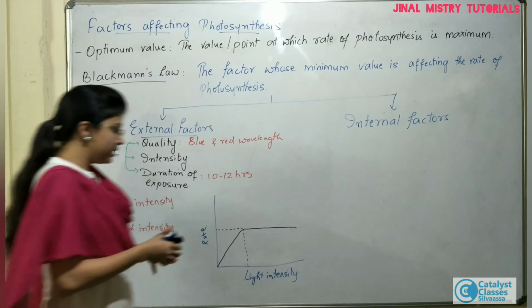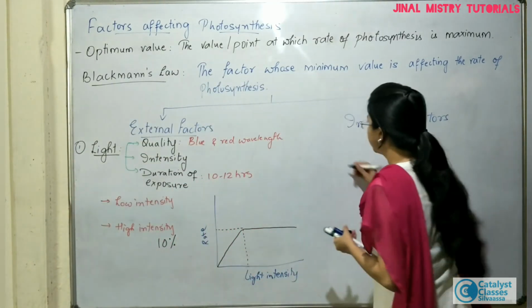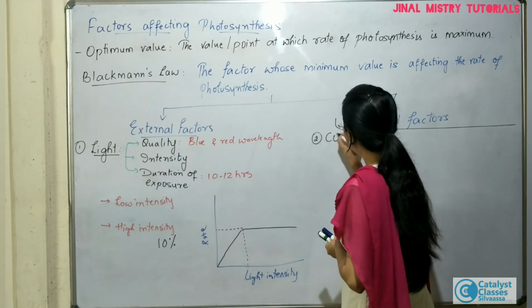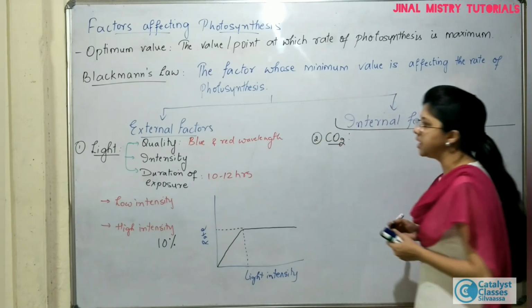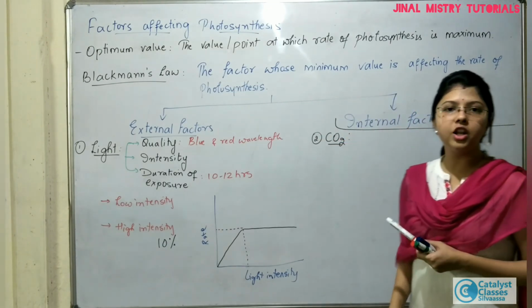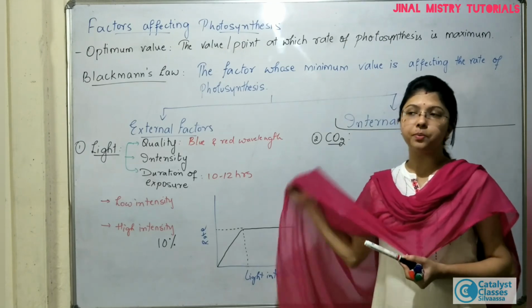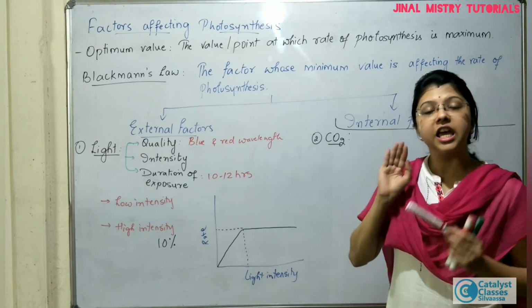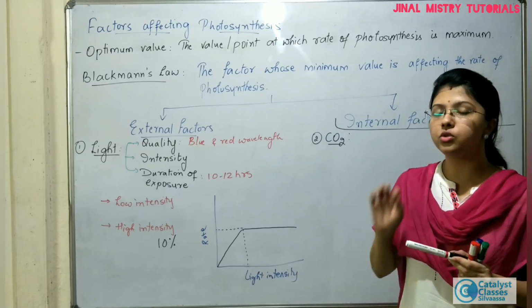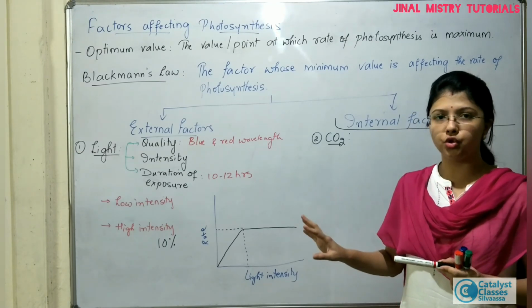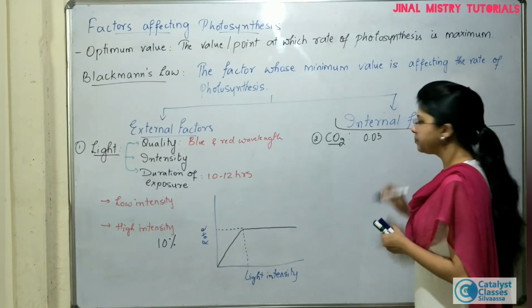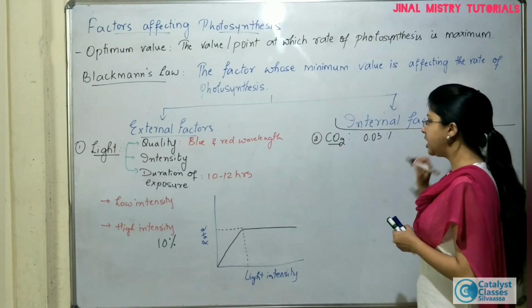Okay. Now, the second external factor which affects the rate of photosynthesis is carbon dioxide. Now you already know that the percentage of carbon dioxide present in the atmosphere is very less. Even that small amount of carbon dioxide is enough for the process of photosynthesis to take place. It is generally 0.03 percent in the atmosphere.